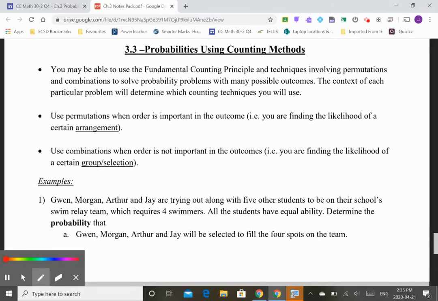In section 3.3, we are going to calculate probabilities using counting methods. That means that we are going to use some of the content that you learned in chapter 2. You may be able to use the fundamental counting principle and techniques involving permutations and combinations to solve probability problems with many possible outcomes. The context of each particular problem will depend on the counting techniques you will use.